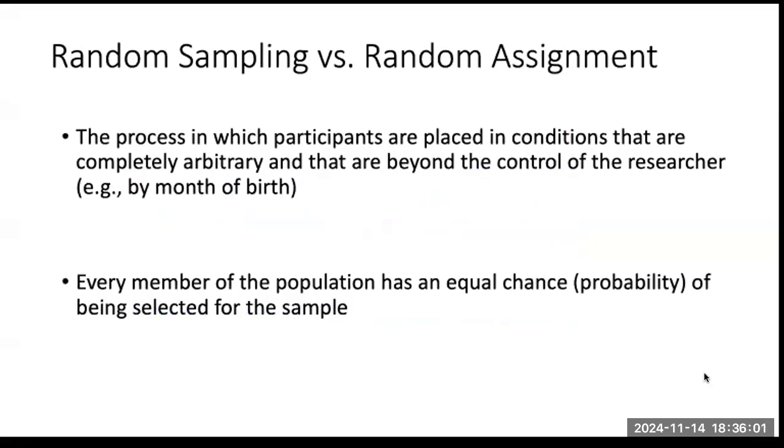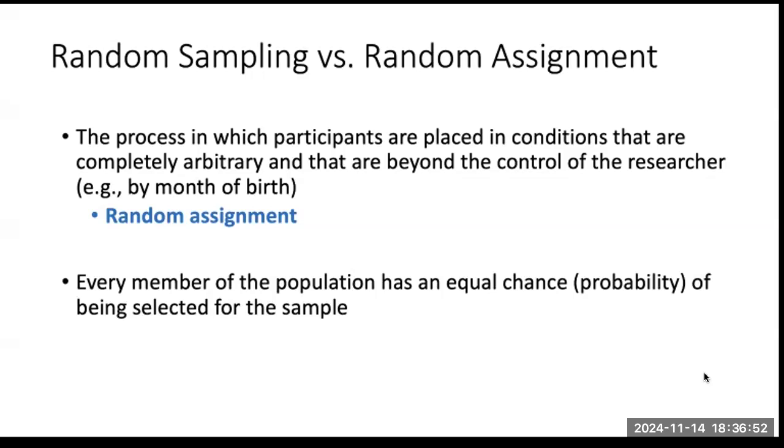Important for all of you to understand the difference between random sampling and random assignment. The process in which participants are placed in conditions that are completely arbitrary and are beyond the control of the researcher, is that random sampling or random assignment? Sampling. No, it's assignment, because they're placed in conditions. Sampling is when you're getting them from the population, right? When you're talking about placing people, the process in which participants are placed in conditions that are completely arbitrary, that's what random assignment is. Questions about that one? Do you see the difference?